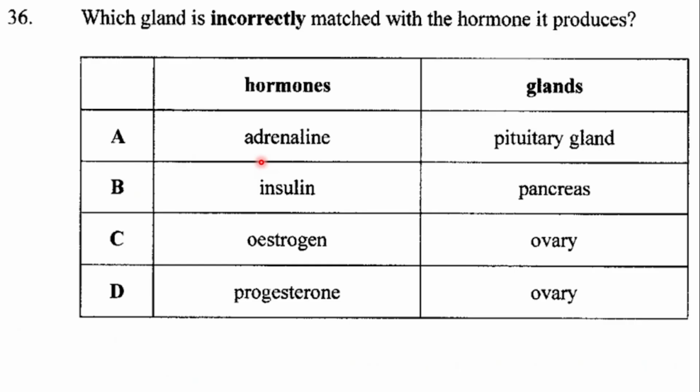Let's move on to question number 36, and it says, which gland is incorrectly matched with the hormone it produces? So we're looking for the one that is incorrectly matched, not the one that's correctly matched. So we have hormones and we have glands. Is it adrenaline and the pituitary gland? Is it insulin and the pancreas? Is it estrogen and ovary? Is it progesterone and the ovary?